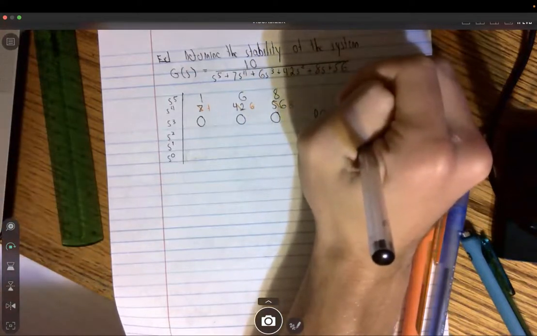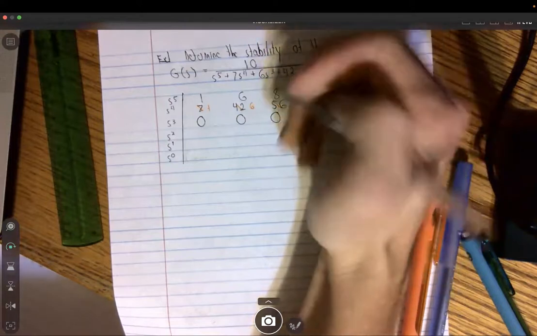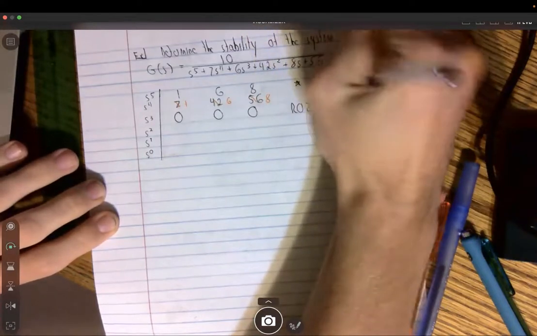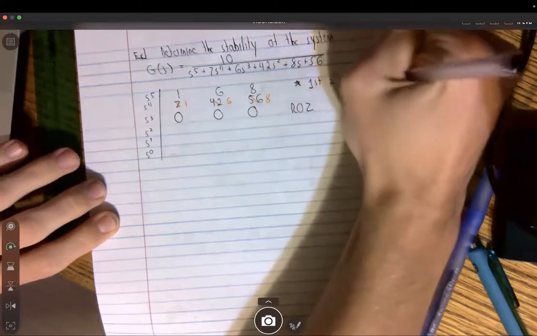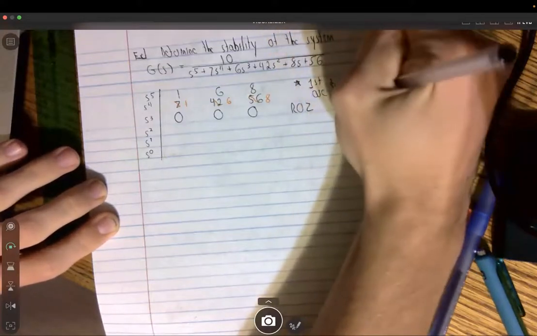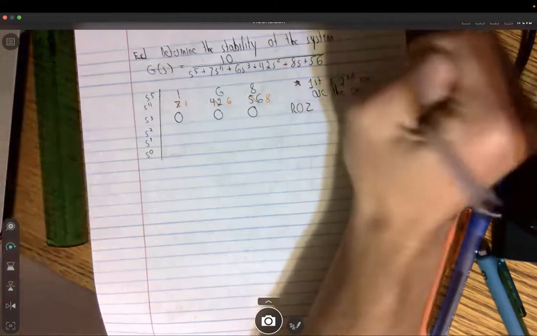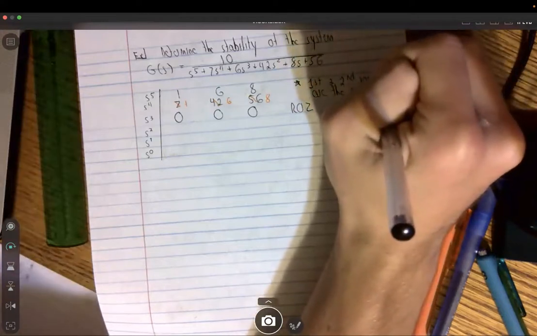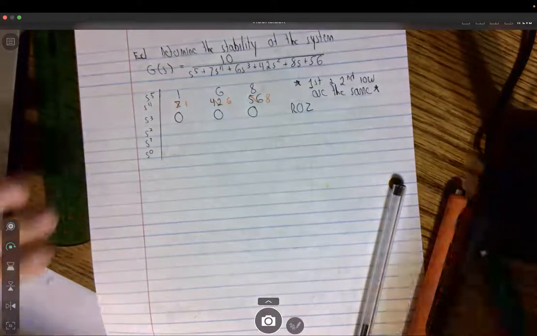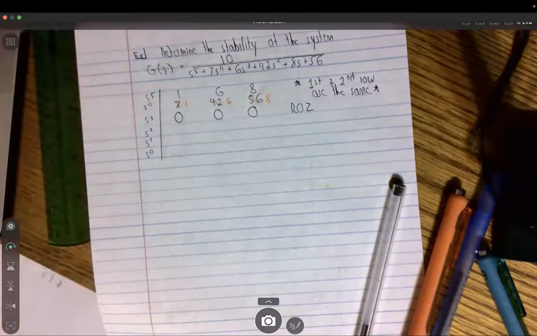Notice that the first and the second row were the same, and that resulted in a row of zeros. Just take that into account. So what you have to do is you use the auxiliary row. And so this is known as the auxiliary row here.